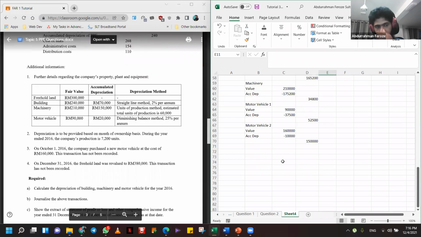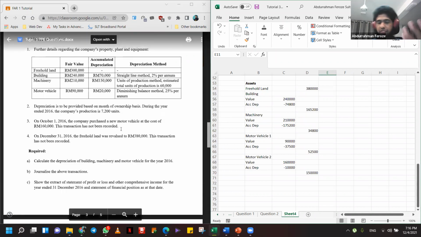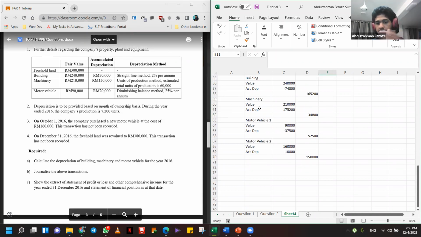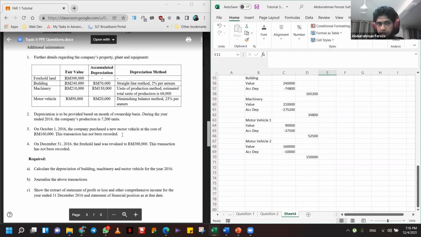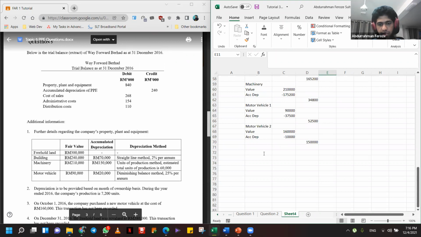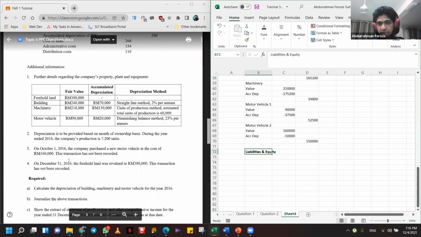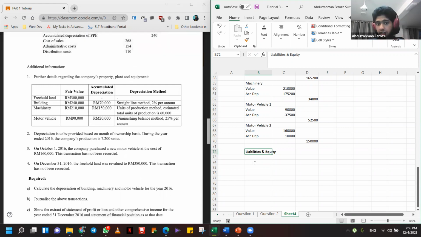Okay. So those are the assets. Of course, we cannot do a full financial position because we don't have the accounts payable. A lot of stuff we don't have. But these are the changes required in the financial position, right? And then we have liabilities and equity. Once again, we don't know anything about the liabilities. They haven't given us that information.